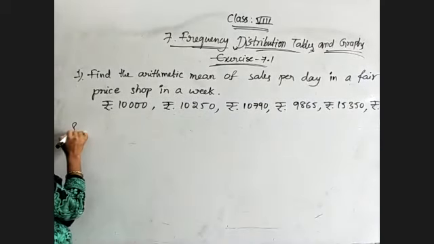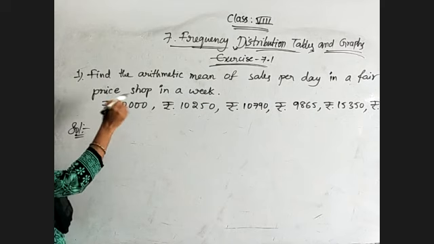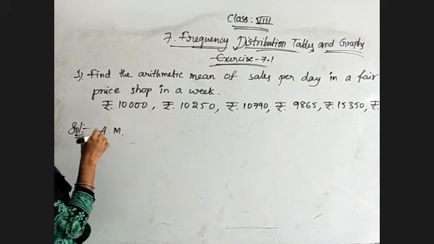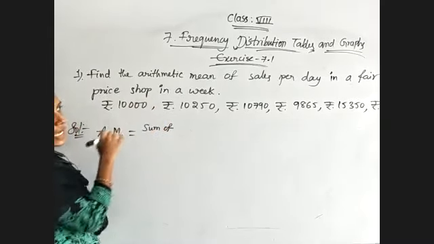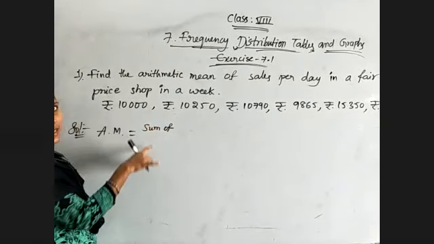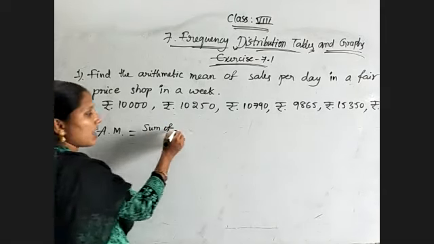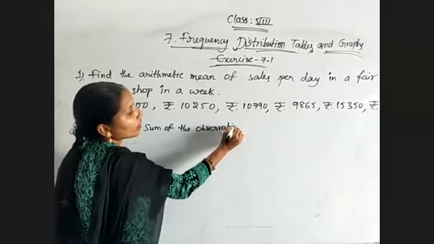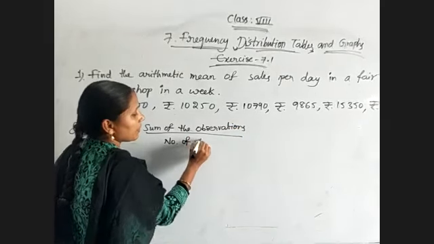Okay, so observe the given problem. Find the arithmetic mean of sale per day in a fair price shop in a week. Arithmetic mean they are asking. So we know that arithmetic mean of any data will be equal to sum of the observations by number of observations. Here sales are given, so sum of the sales divided by number of days.